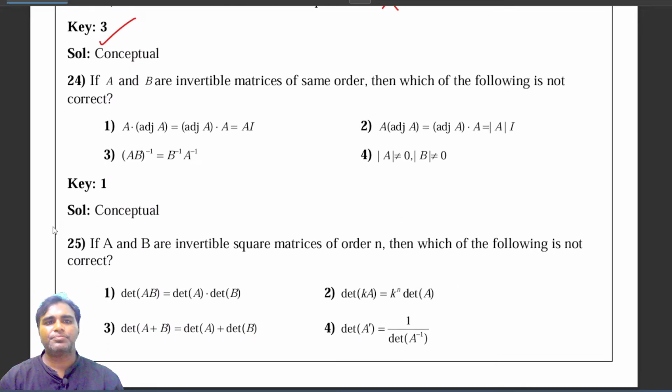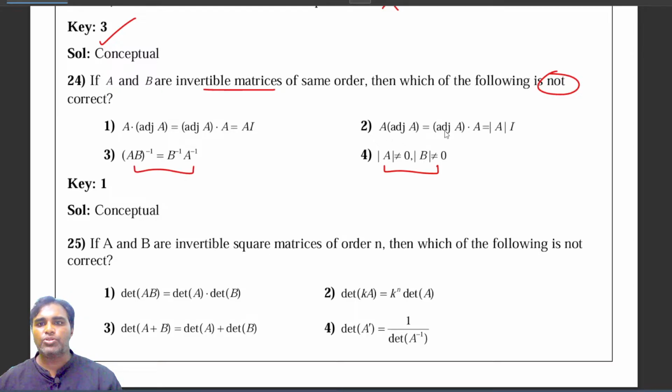24, let's solve. A and B are invertible matrices, means determinant is not 0. Then which of the following is not correct? Okay. So determinant is not 0, this is correct. The inverse of AB property we know: B inverse into A inverse. This is also correct. A into adjoint A equals adjoint A into A equals determinant of A into I. This is also correct. So we are left with only option 1 because this is not correct. Clear? This is a very wonderful property, and based on that, JEE Mains and some other entrance examinations ask very good level problems. So 24, option 1.